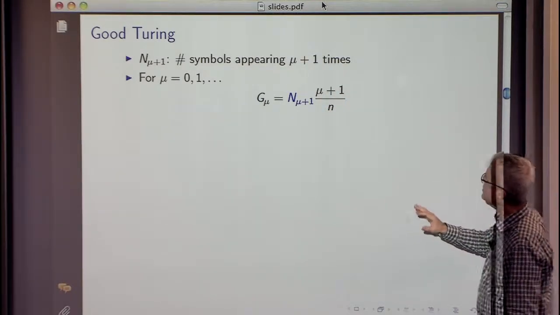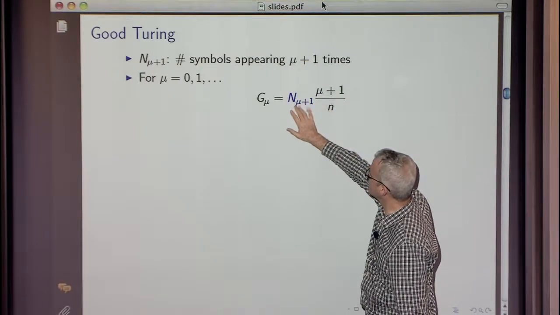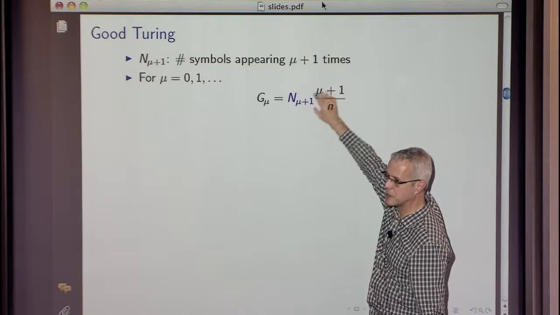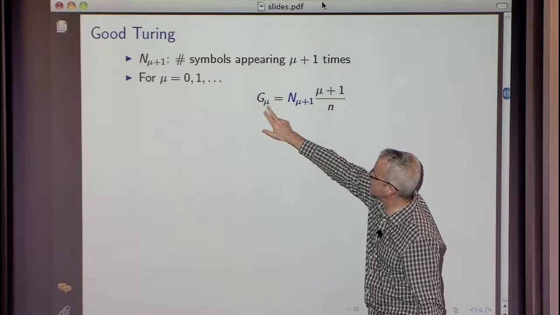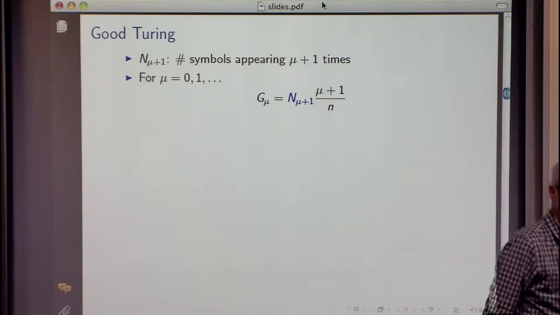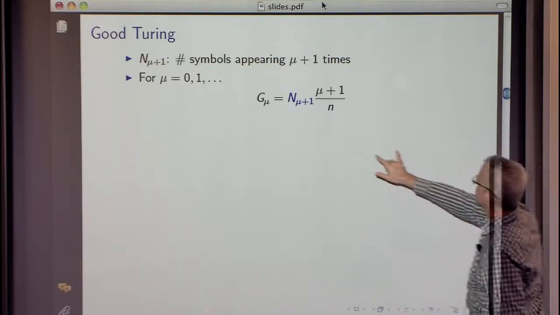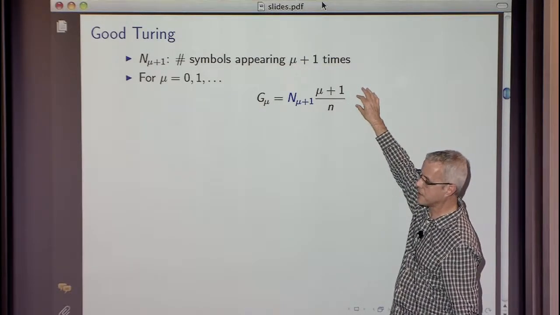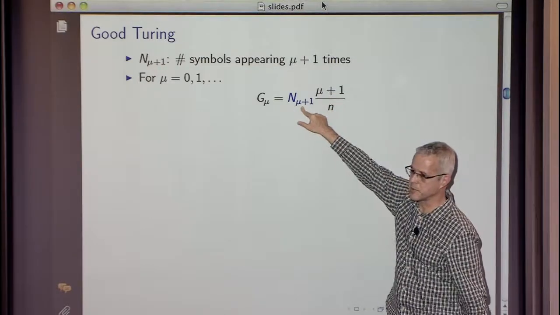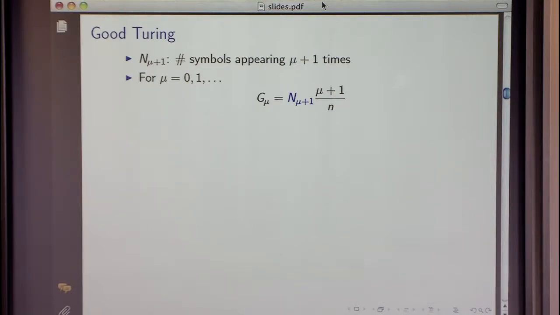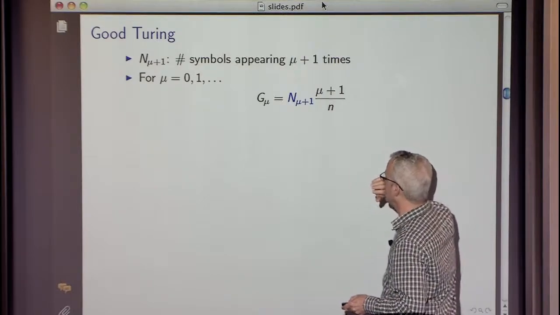Okay? So if you want, you can think of it this way. The empirical frequency will assign probability mu over n to each one, and then n mu of them. Good-Turing assigns to this one the same probability that the empirical frequency assigns to things that appeared one more time. Right? So this is what we call E of mu plus 1. The empirical frequency assigns to things that appear mu plus 1 times, mu plus 1 over n times n mu plus 1. So Good-Turing actually shifts by one. We'll see in a second why this is actually a good estimate.